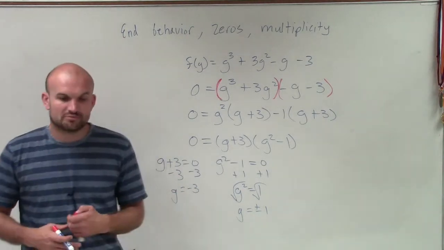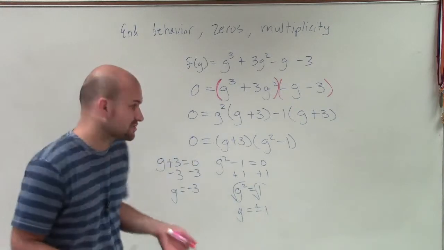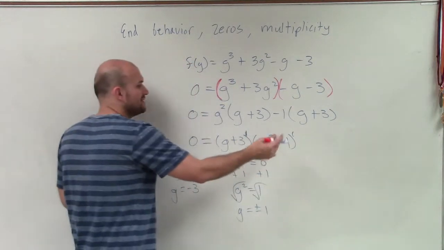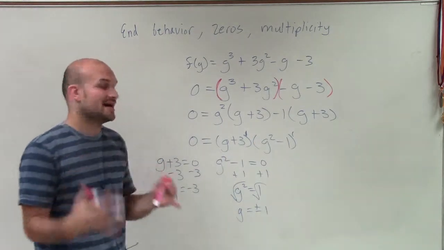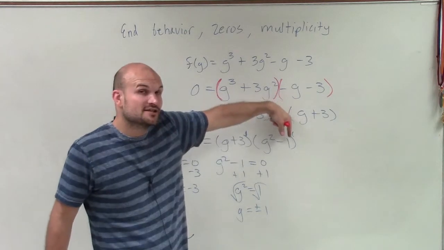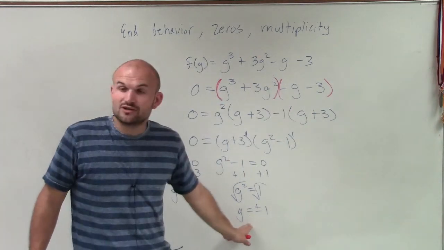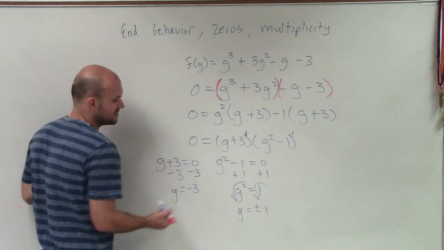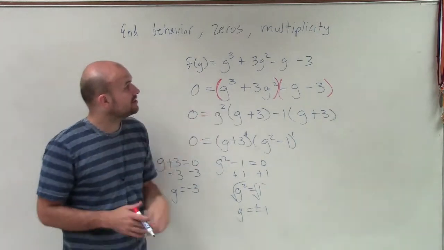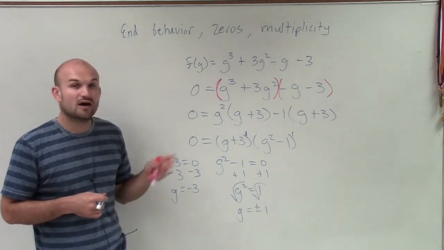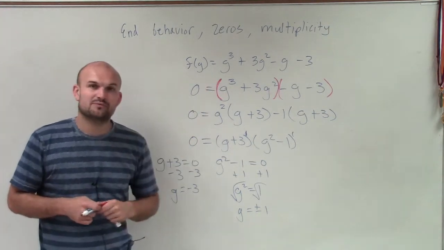Now I need to determine the multiplicity of the zeros. We need to look at the exponent of the factor, not the exponent inside of the factor, because a lot of students would confuse this as being a multiplicity too. But since this factor is raised to the first power, these 2 zeros, positive 1 and negative 1, have a multiplicity of 1. And so does our zero of g equals negative 3. So there you go, ladies and gentlemen. That's how you determine the multiplicity of a polynomial by factoring with grouping. Thanks.